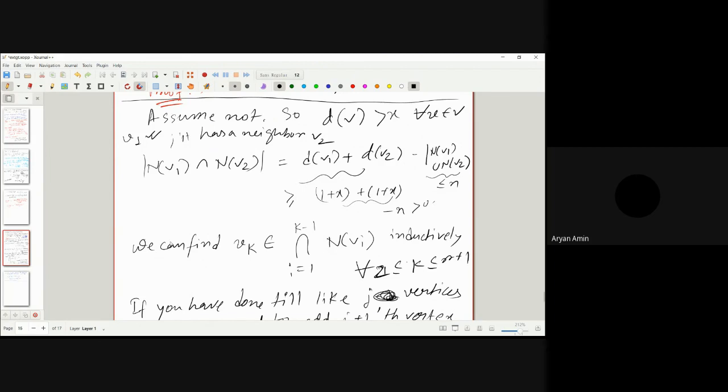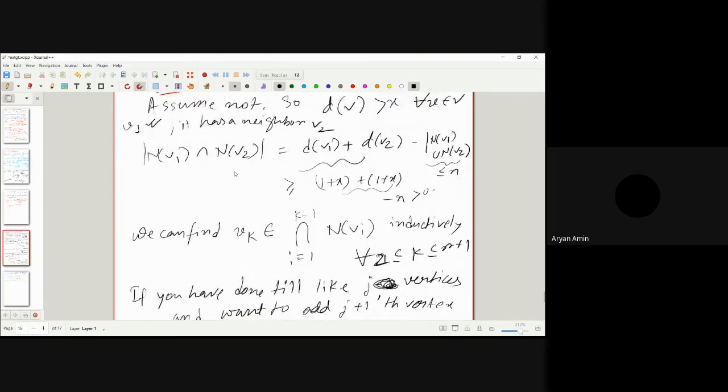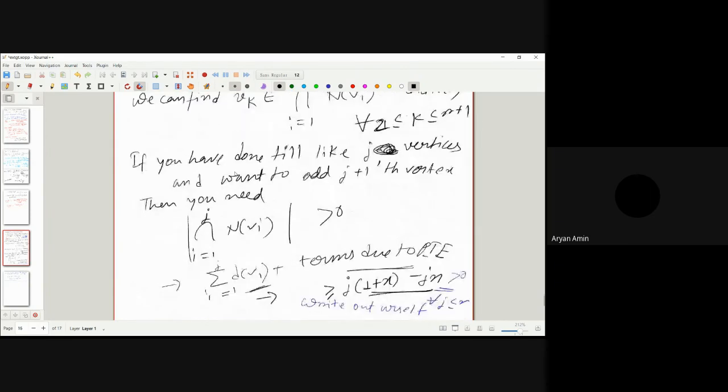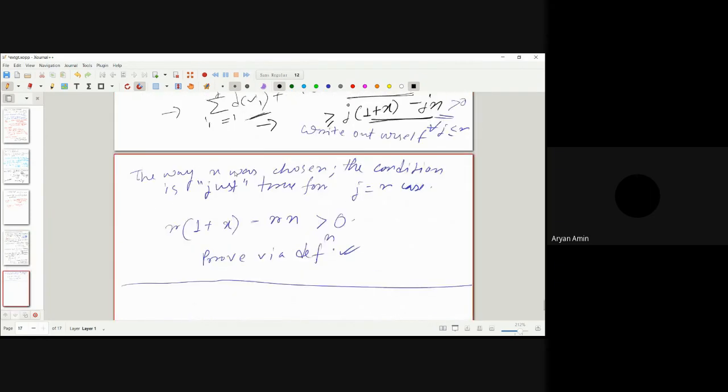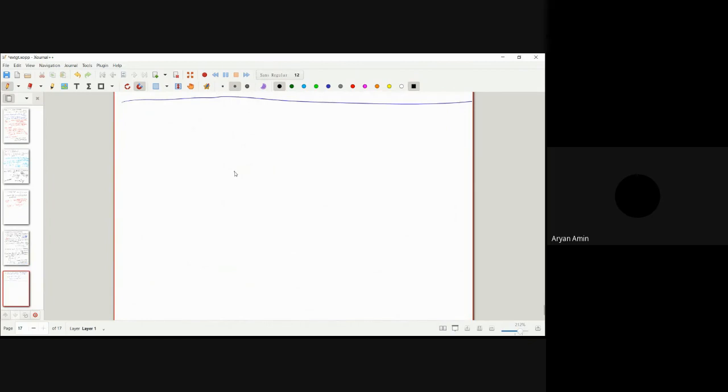In other words, to find such a v4 or v5 or so on, a vk in general, you need the intersection of neighborhoods of all the vertices we have chosen till then to be greater than 0, right? If the cardinality of the intersection is not greater than 0, then you cannot choose the next vertex. So that is basically the idea of the proof. And x is given in such a way that the calculation works out.